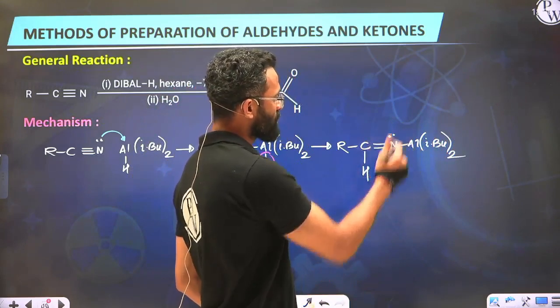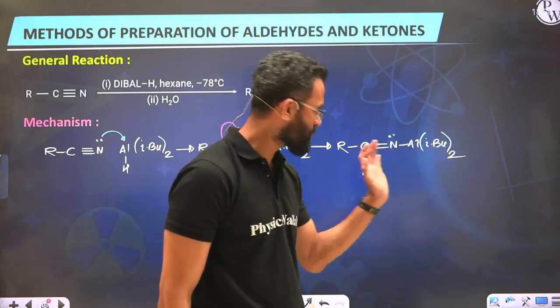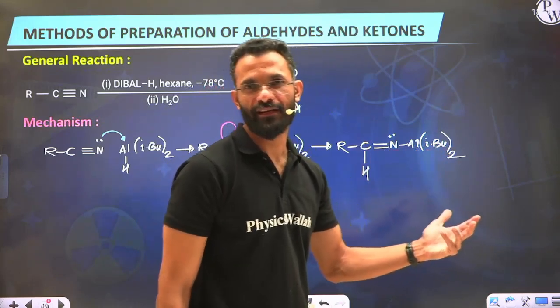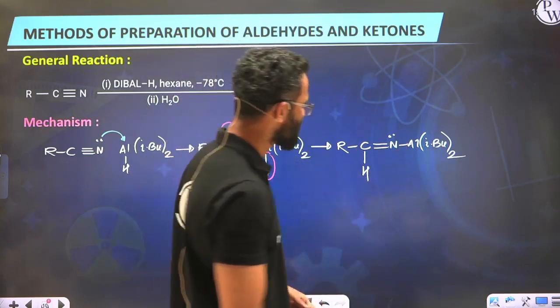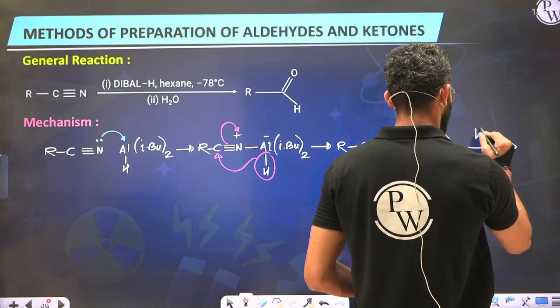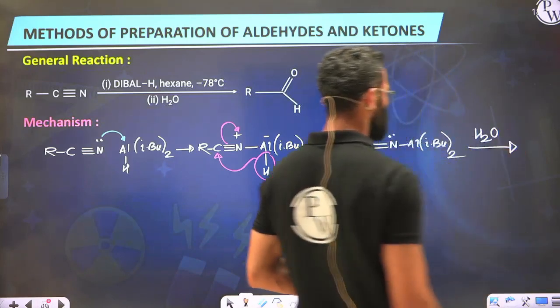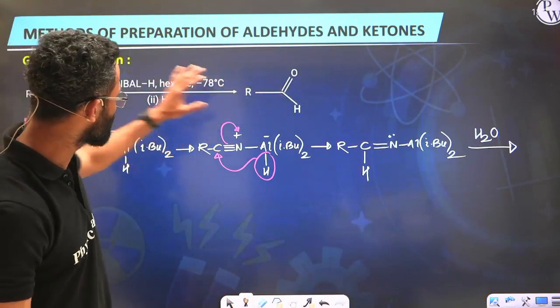Now, if you further hydrolyze it, the bond between carbon and nitrogen will be broken using water, and the C double bond N will be converted to C double bond O. The further steps are really not an area of interest for us to look at. So we will directly say that this will be hydrolyzed. See, in fact, I told you right in the beginning, you don't need to know the mechanism. You just need to know that nitriles can be reduced to aldehyde using DIBAL-H.